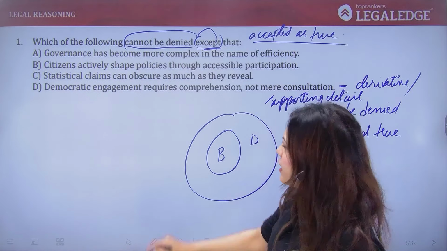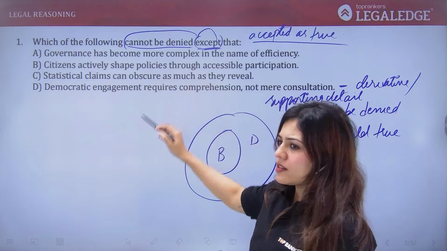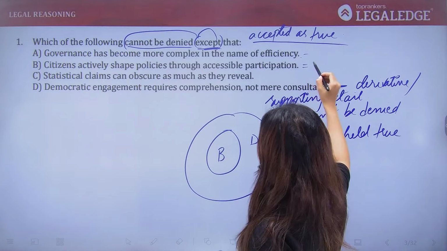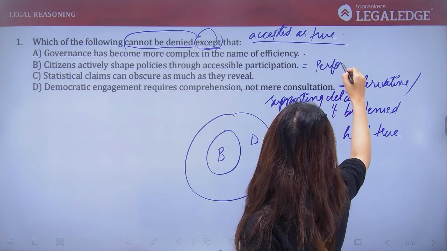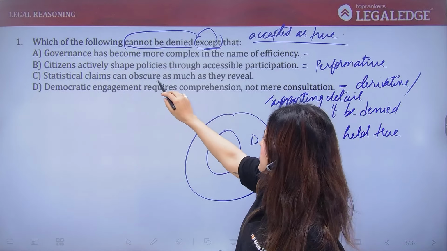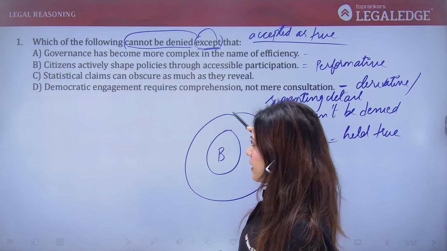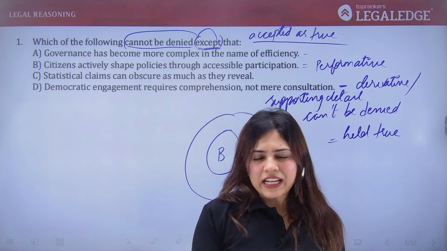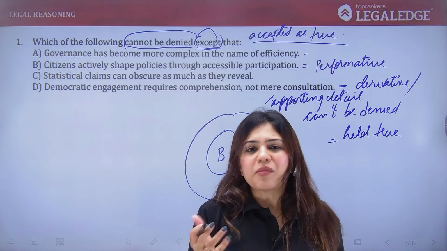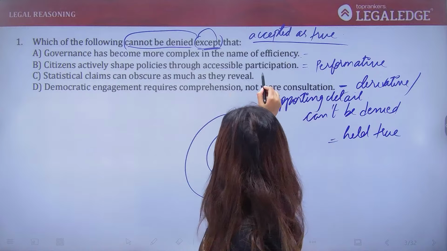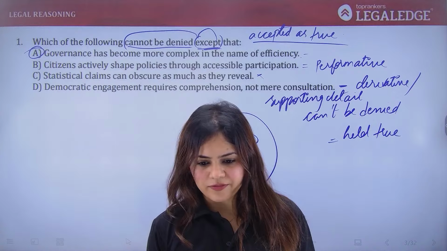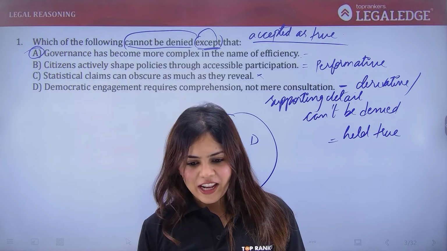Okay? So basically, we need to find something which can be accepted as true according to the question. Citizens actively shape policies, whereas in the passage it has been written that citizens' role is performative. So contradictory. Statistical claims can obscure as much as they reveal. The point is that the passage very clearly claims that it obscures, not reveals anything as such. So they can manipulate it. So again, this cannot be the answer. The answer is option A, which I think nobody really marked. Did anybody mark it?